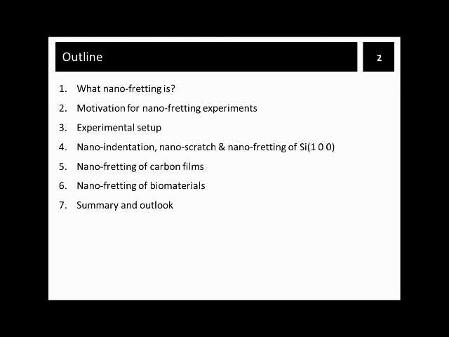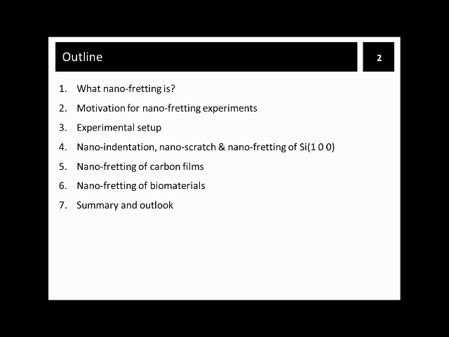Let me go straight to the presentation outline to actually indicate what I want to talk about today. As an introduction and background, I will talk about what actually nano-fretting is and motivation for nano-fretting experiments.